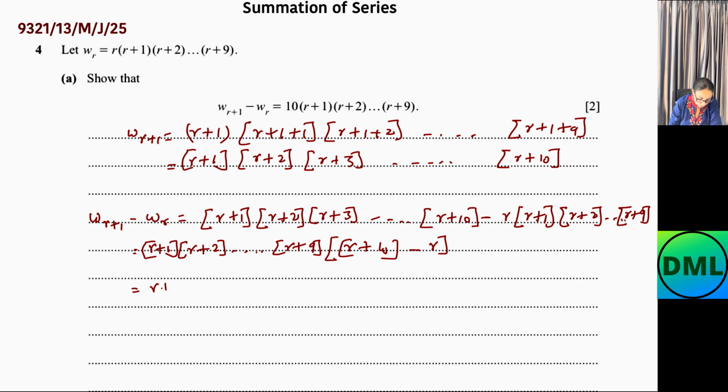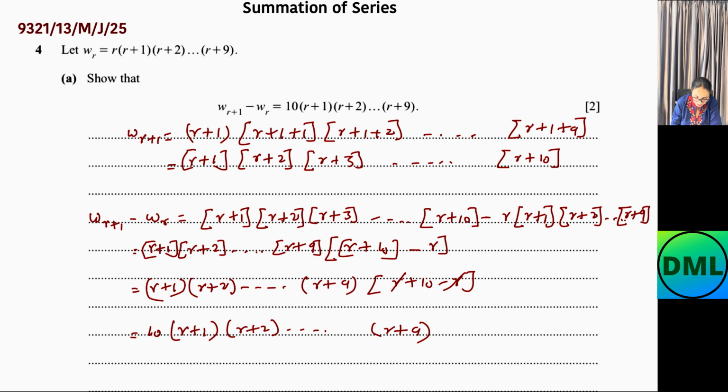This is equal to (R+1)(R+2) till (R+9) times ((R+10) minus R). R gets cancelled, and you will get the answer as 10(R+1)(R+2) and so on till (R+9). This is how you can prove this part.